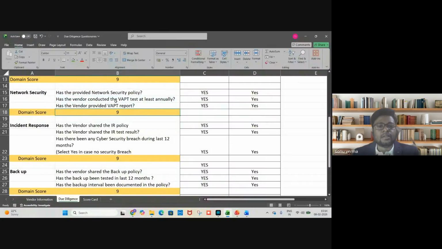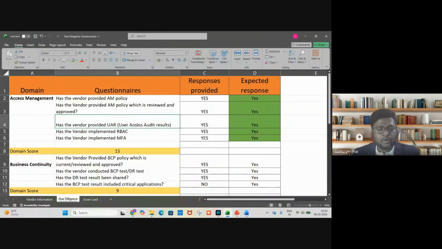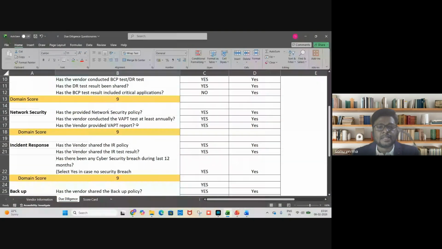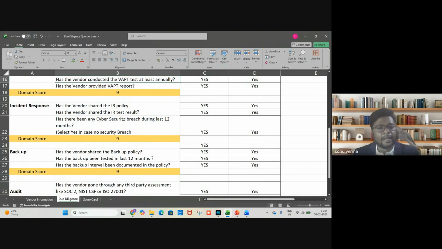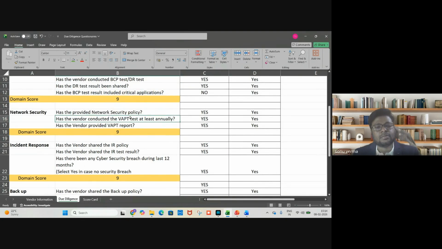What? One is the audit report of user access. Second is the vulnerability assessment report, which is always conducted by a third party. And if the organization says, no, my network team is conducting VAPT, I do not have an external report, that is falling under assurance.